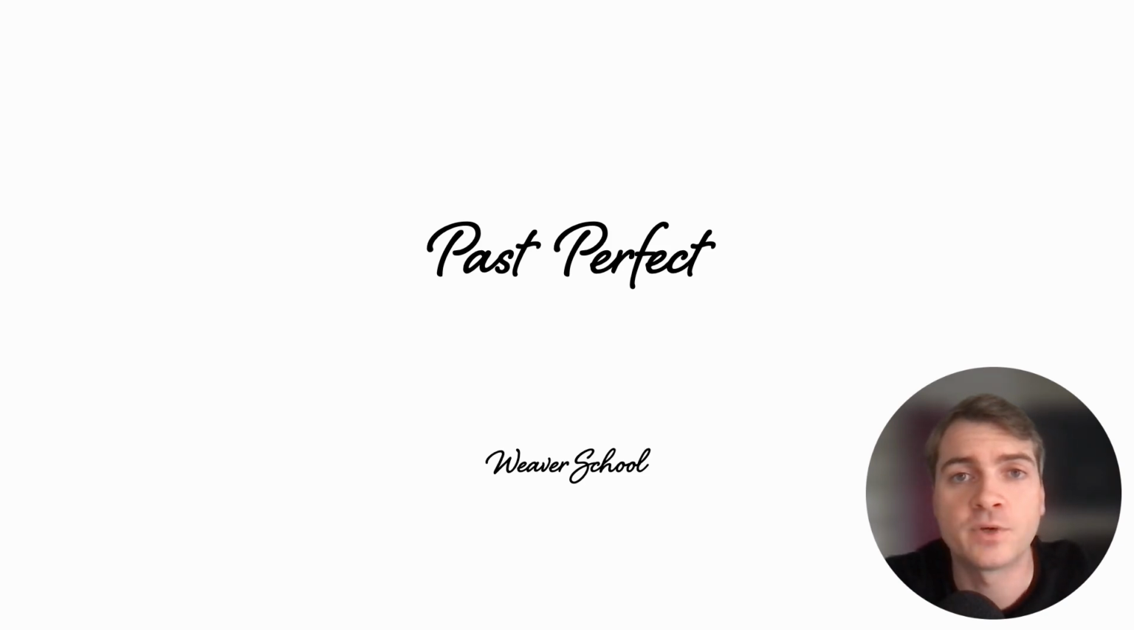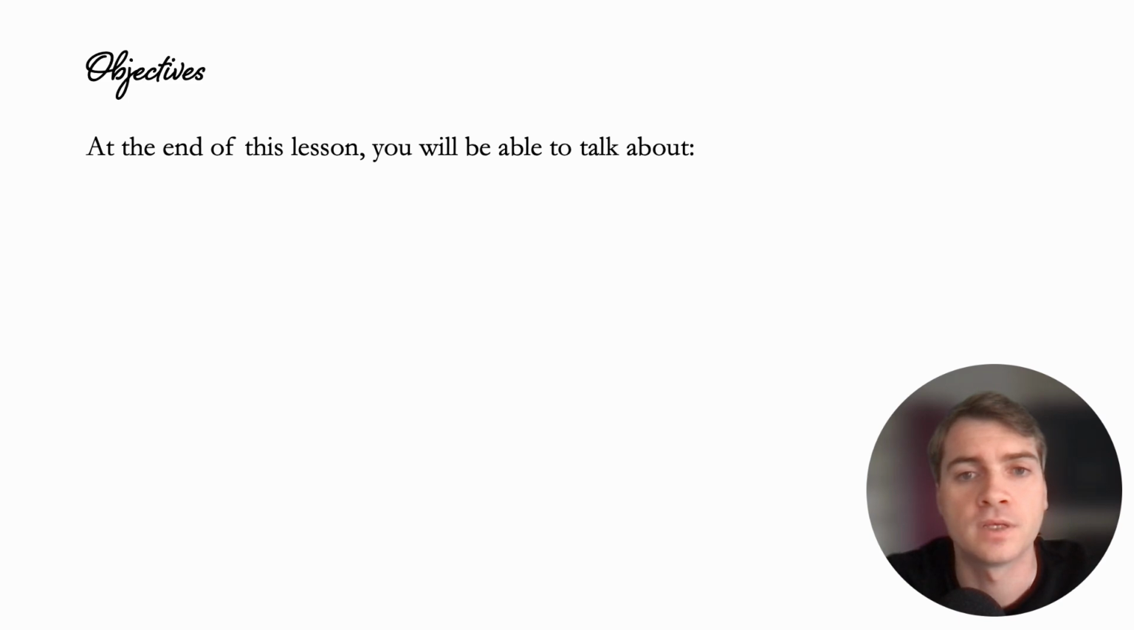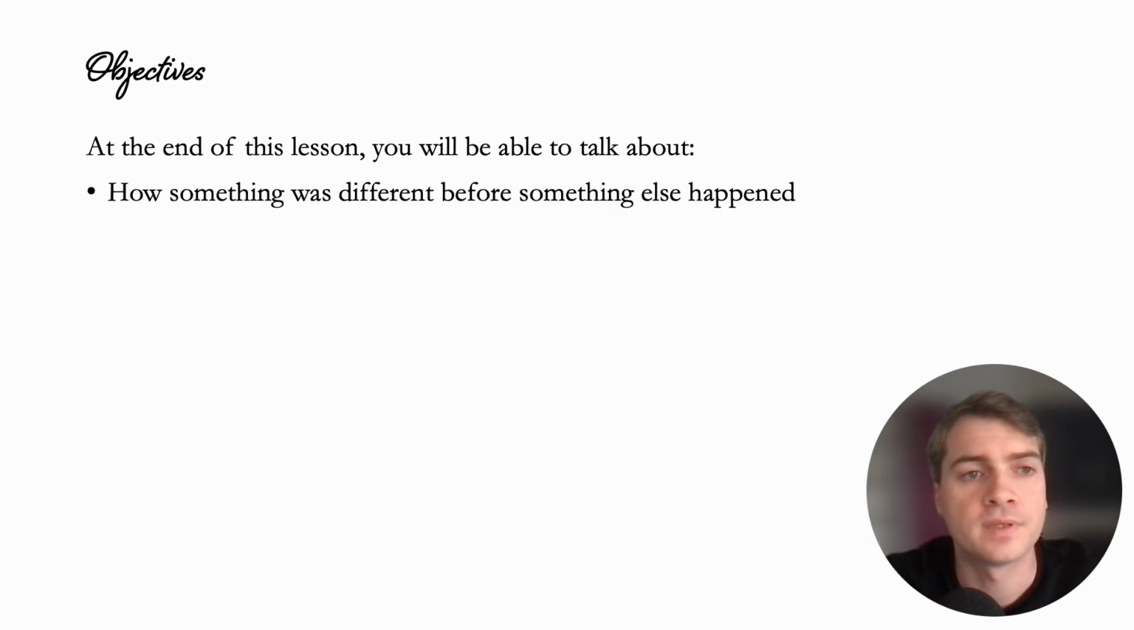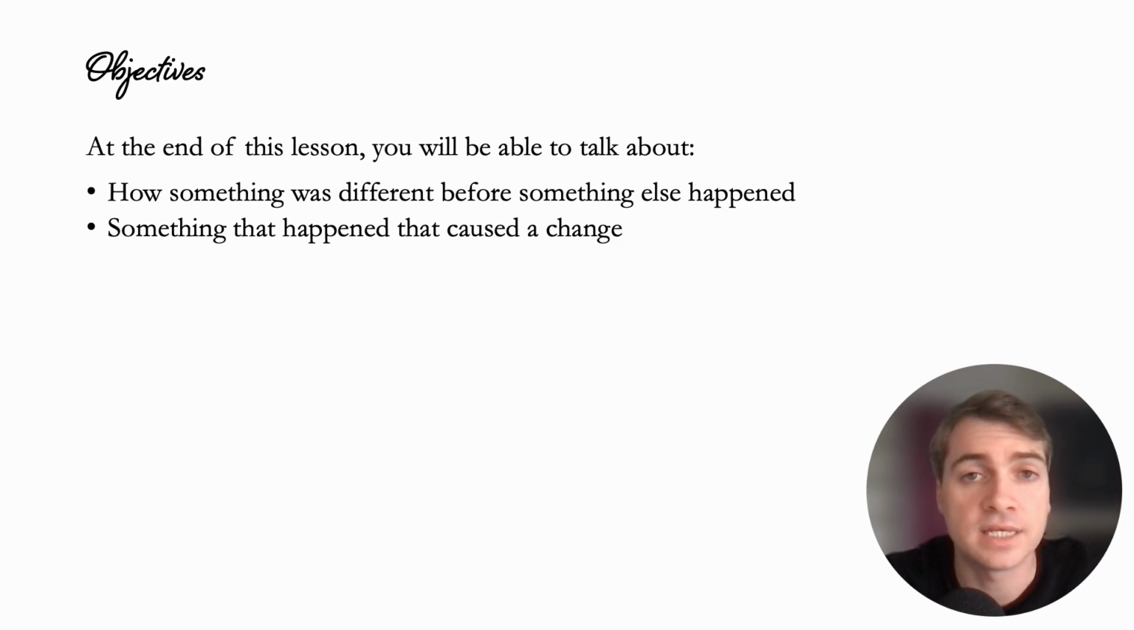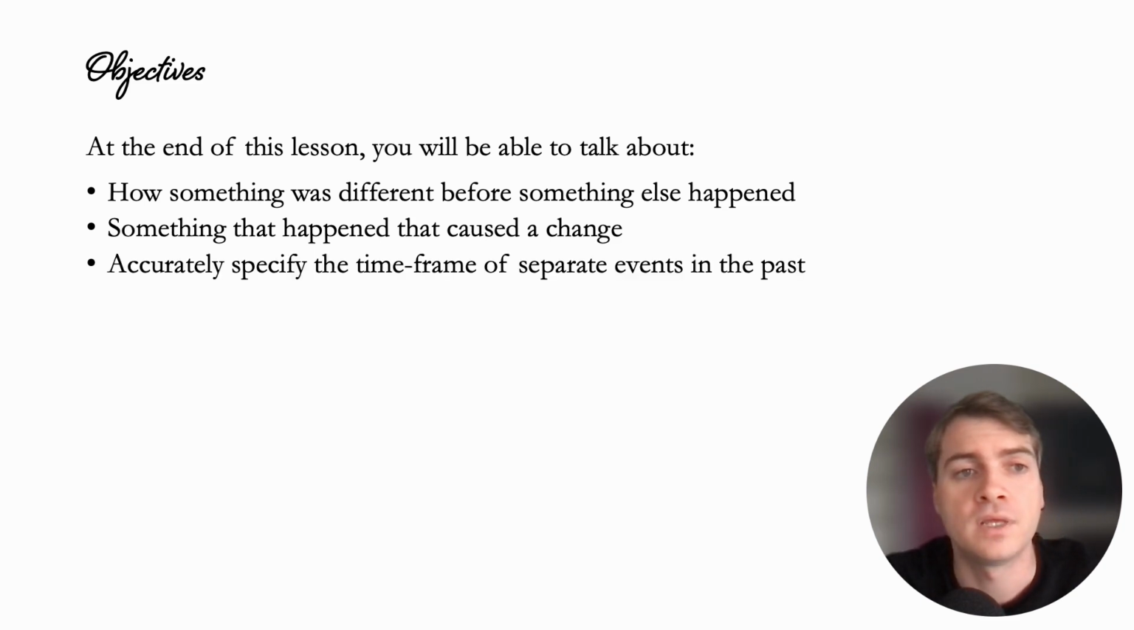In today's lesson, we're going to talk about the past perfect tense. So, at the end of today's lesson, you will be able to talk about how something was before something else happened, something that happened that caused a change in the past, and accurately specify the time frame of separate events in the past. All right, let's get started.